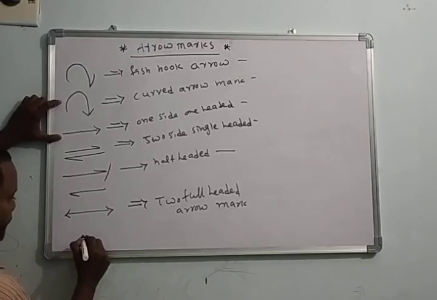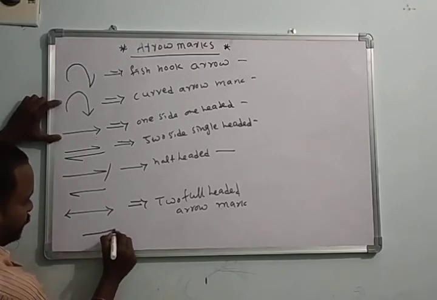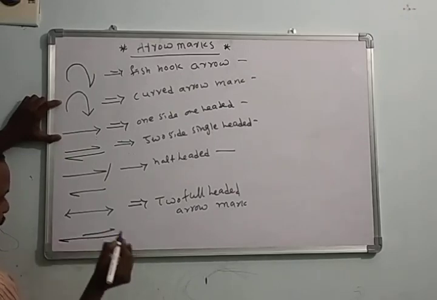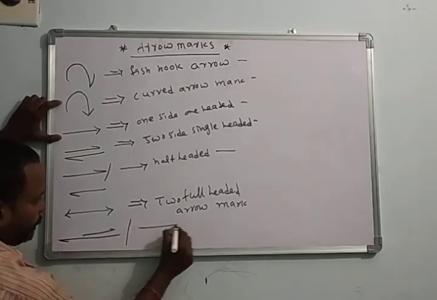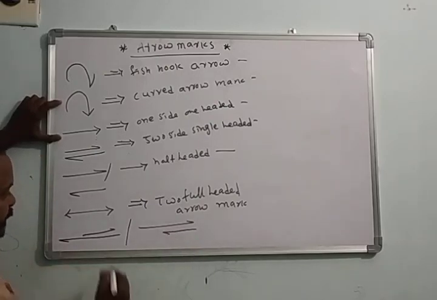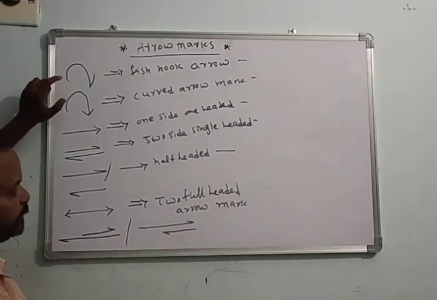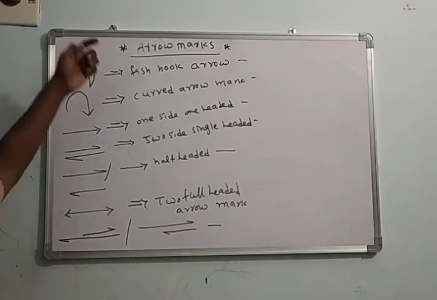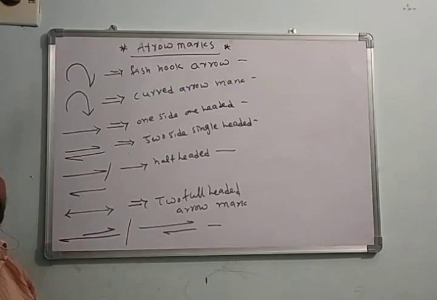Suppose, for example, we are indicating like this, or we are indicating like this. This is also a different type of arrow mark, the half headed arrow marks. What do they indicate? These are the different arrow marks which are used in our chemistry.